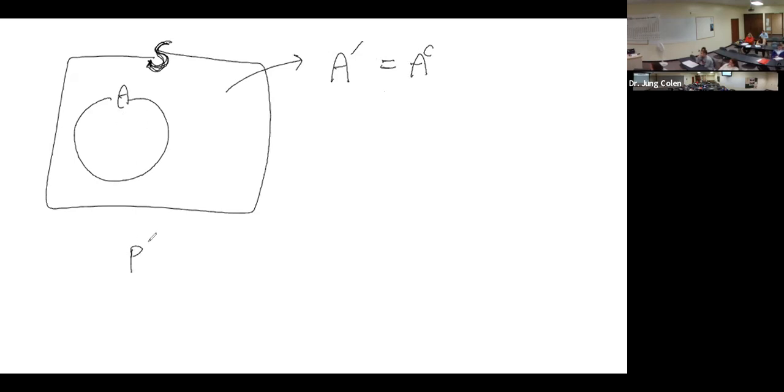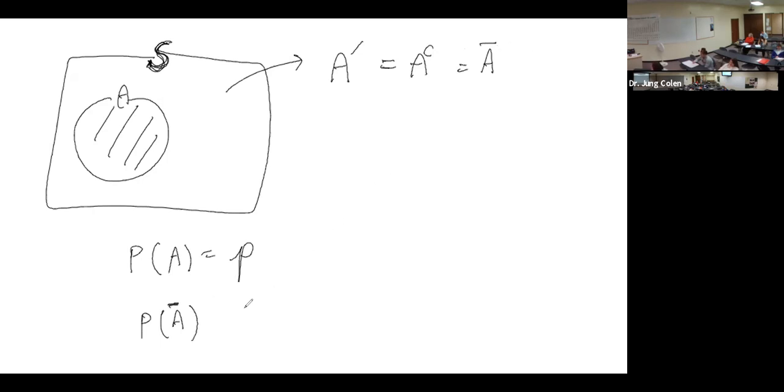So let me ask you a question then. If the probability of A is P, lowercase p, so the probability of event A happening is P, what could be the probability of A complement? Can anybody think about that? We can also write it as A complement that way. In probability, we use this notation more. What could that be? Probability of A complement.